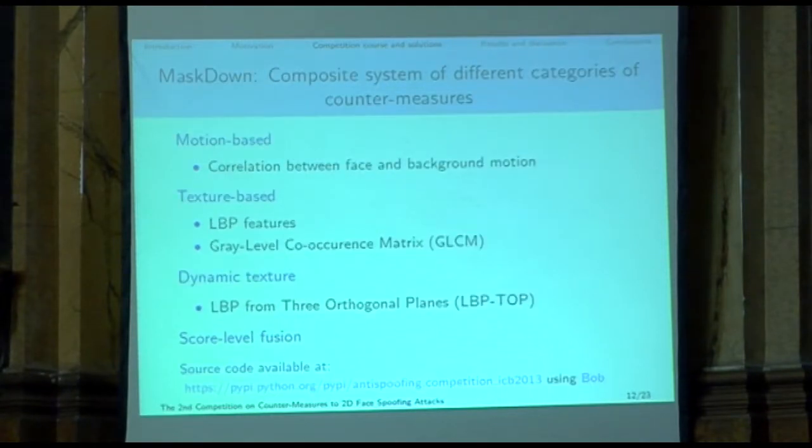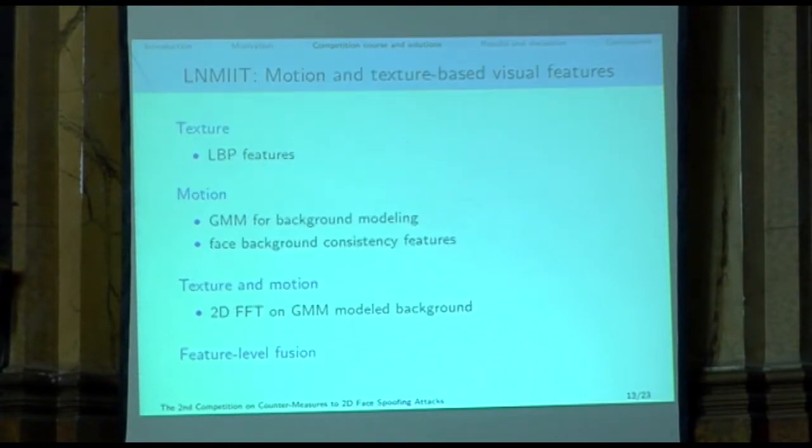The MaskDown team creates a composite system by fusing different categories of countermeasures, in particular 3 categories: motion-based, texture-based, and dynamic texture. They are fusing them at score level, and one additional contribution of this team is that they provide the source code of their algorithm for easy reproduction of results.